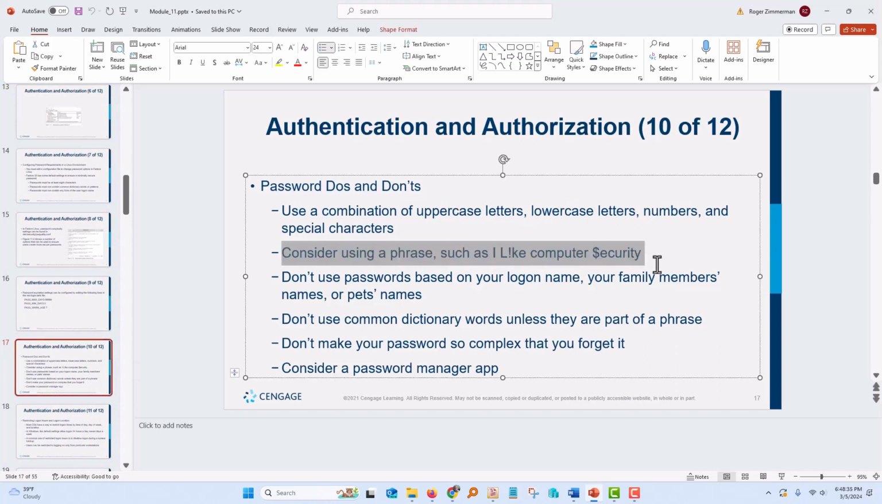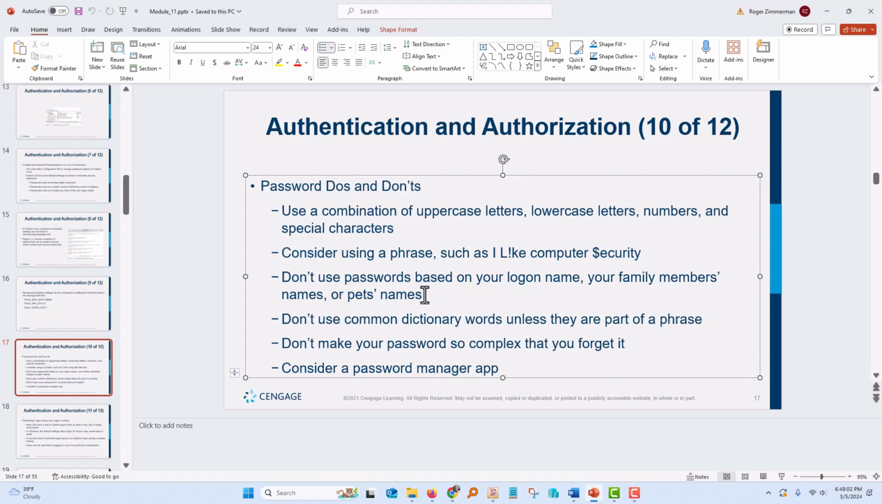Consider using a phrase such as "I like computer security." This is actually not a bad one here. Don't use passwords based on your logon name. Windows won't even let you do that if you try to type it in. Well, depending on the settings, it often won't let you use your login name as part of your password. Family members' names, pet names, birthdays, and so on. Don't use any of that stuff.